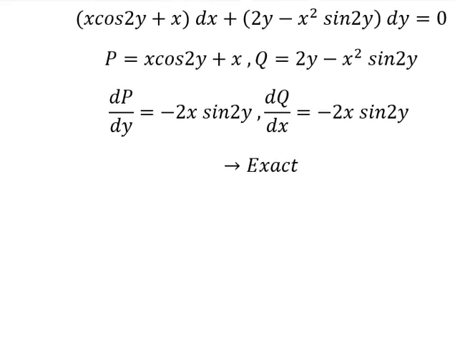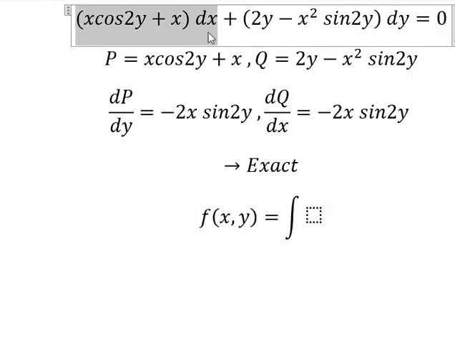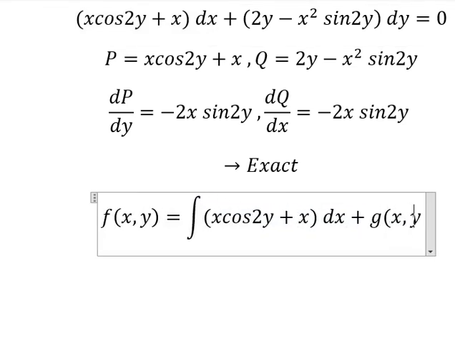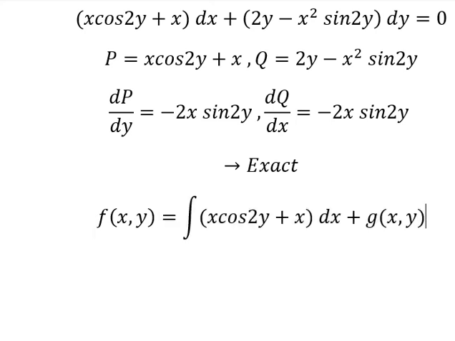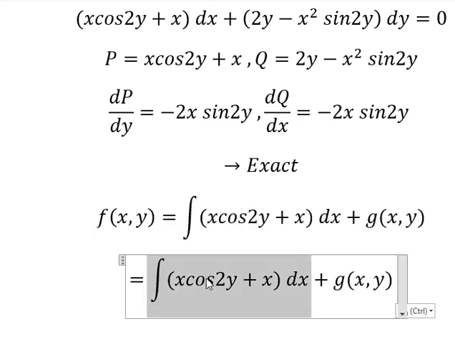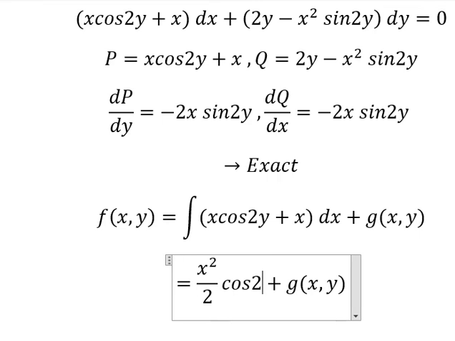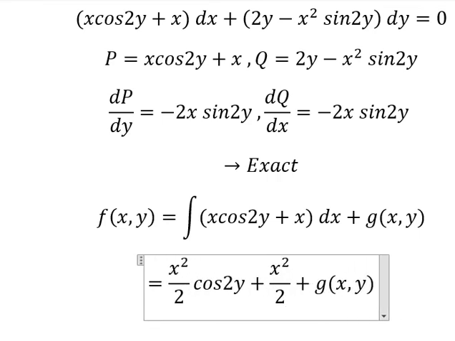Now I need to set up the function f(x,y) equals to the integration. So I will choose this one plus g(y). So the integration of x, we have x squared over 2 cosine 2y. And we have x squared over 2.